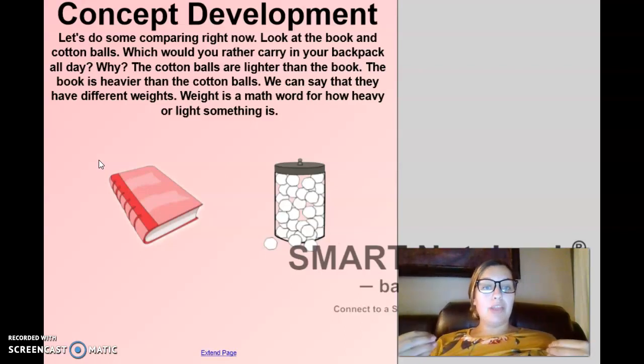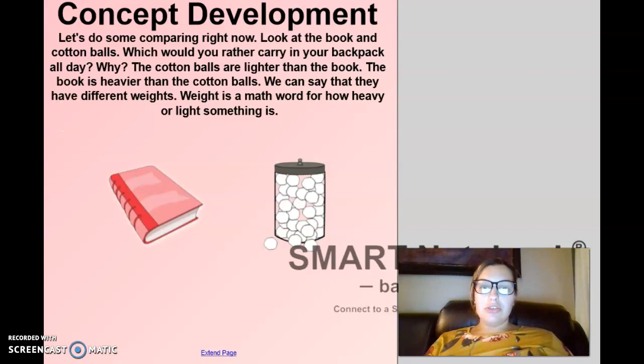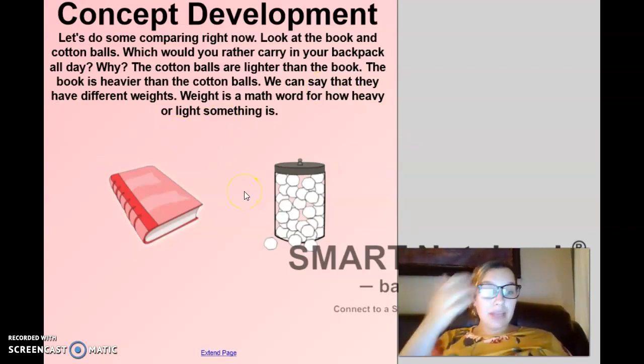So weight is a math word for how heavy or light something is. When you go to the doctors, you get your weight checked, right? And that's to tell them how heavy or light you are, okay? So I would want to carry these cotton balls because they're lighter. I could probably last longer carrying them on my back all day.